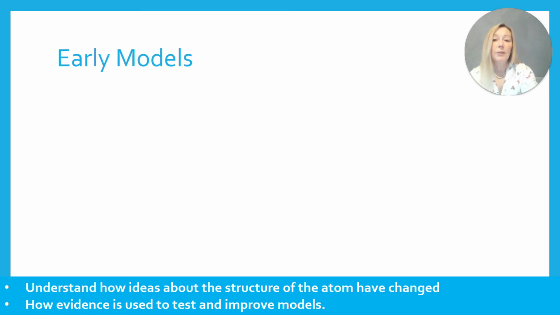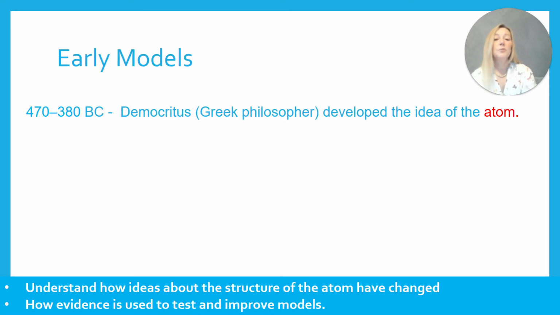So we're going to look at the early models, and the first one was a Greek philosopher, Democritus, and his idea was to develop the atom. So he decided that if you took an object, some matter, and you cut it into ever decreasing particles, eventually you wouldn't be able to cut it any further, and he coined that the atom as the smallest part of any matter. And we can represent that as a model, and the model that we use for atoms tends to be these circles that we draw.